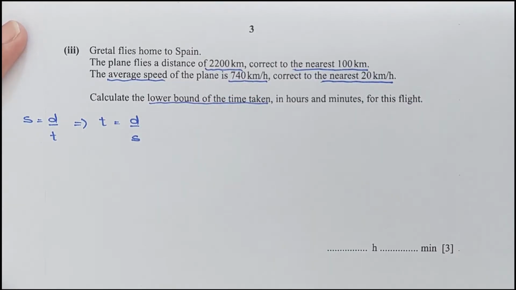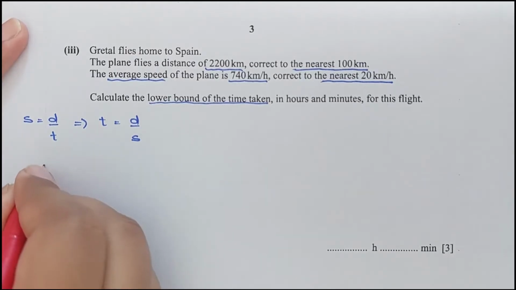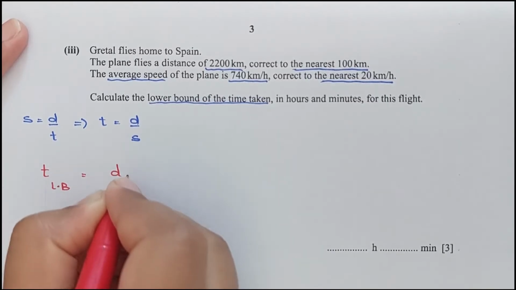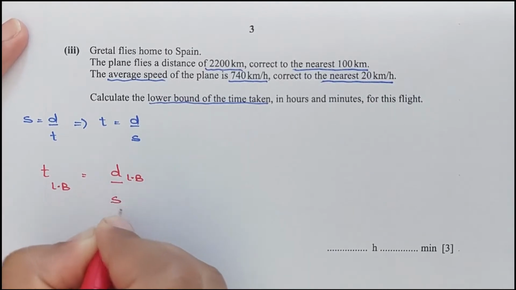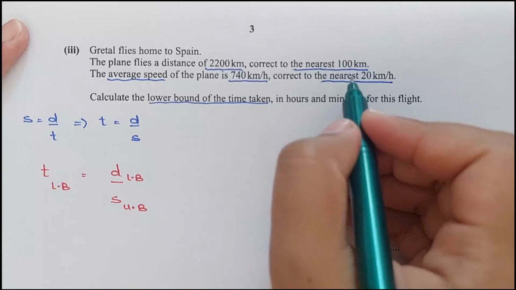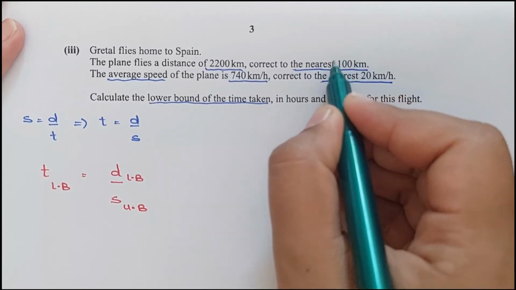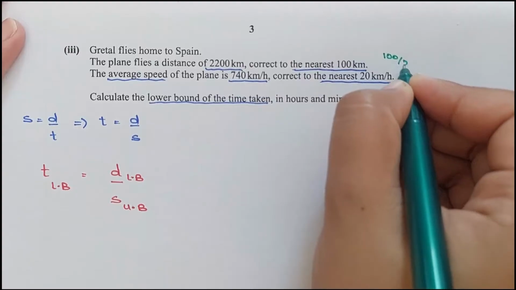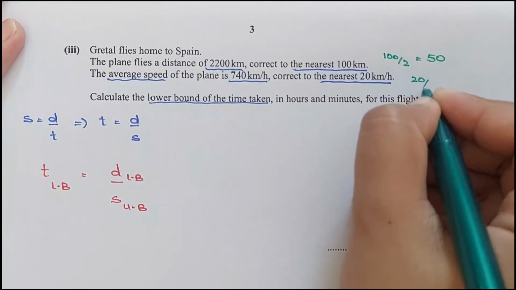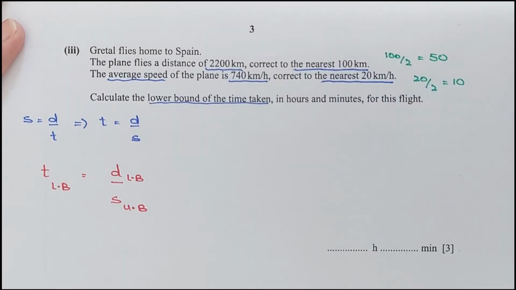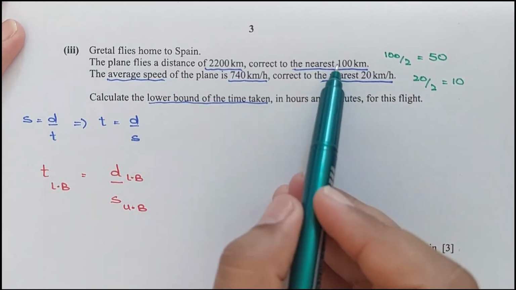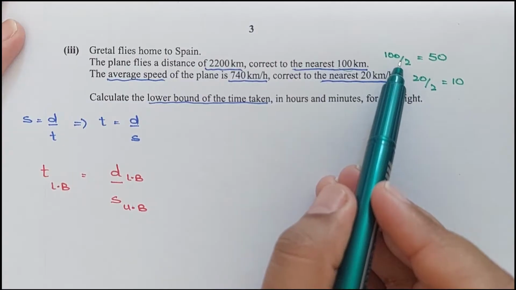Whenever we have to find the lower bound of time, it equals the distance lower bound over the speed upper bound. For upper and lower bounds, we have given 100, so we divide by 2, which means we add or subtract 50. This is 20, so 20 divided by 2 is 10. We add and subtract 10 to get the upper and lower bound for speed and for distance. Whatever quantity you have been given, you have to divide it by 2 every time.